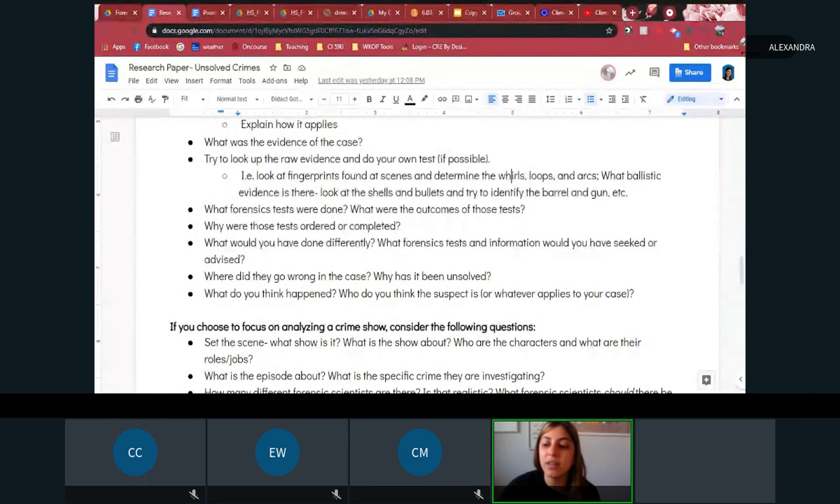We learned in the very beginning of the quarter about the process of the forensic steps, right? And we learned about how one of the crimes had to be thrown out because there were so many issues with people being allowed into the crime scene investigation that it was tampered with. And therefore, a lot of the evidence couldn't be considered. So thinking about how would you have completed it? How would you have done it differently? Where did they go wrong in the case? Why has it been unsolved? And then what do you think happened? Who do you think the suspect is, or whatever applies to your case? So what do you think the outcome is?